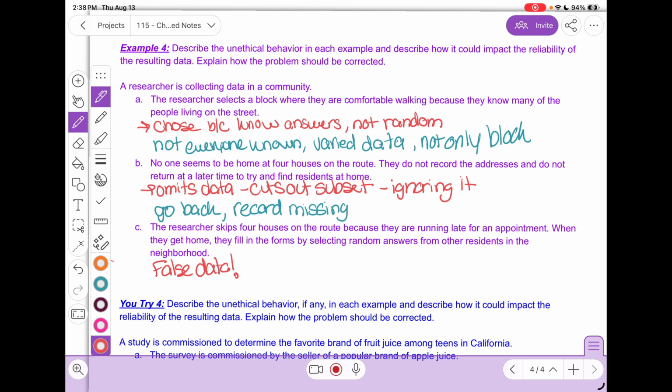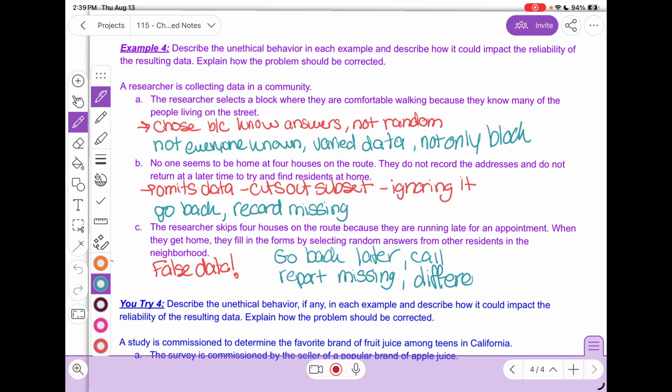This creates bias. You're omitting a group. So, you skipped houses. You didn't get the full set. You didn't go back, and it's just lying. It's flat out lying. What would be better is to go back later. Or you could try calling if that's an option. Report that it's missing if you can't get back. If you really couldn't get it done that day, you should have not gone and done it a different day. All of those things are better than falsifying data. That's the worst thing you can do.